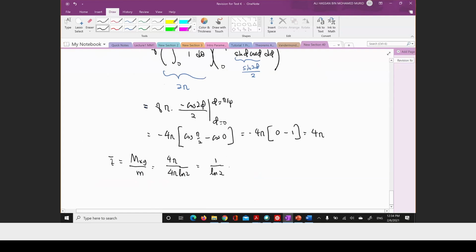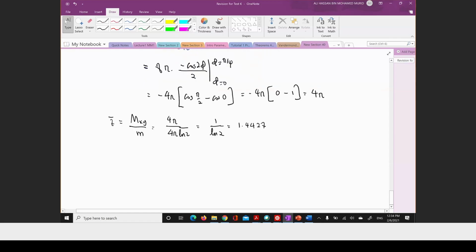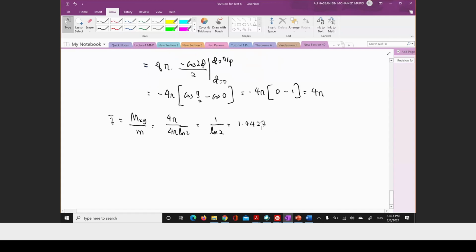Okay, what is 1 over ln 2? Can somebody tell me? I hope it is less than 4. 1.4427. 1 over ln 2, right? Yeah, 1.4427. Okay, so this is less than 4. So this Z bar is within the sphere. So actually the center of mass is X bar, Y bar, Z bar, 0, 0. It's on the Z axis, 1.4427.